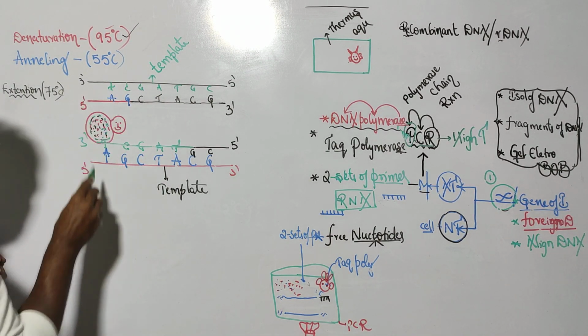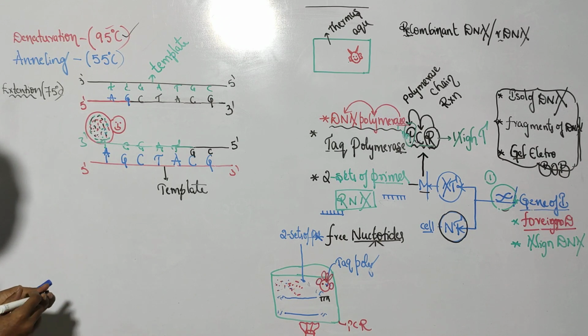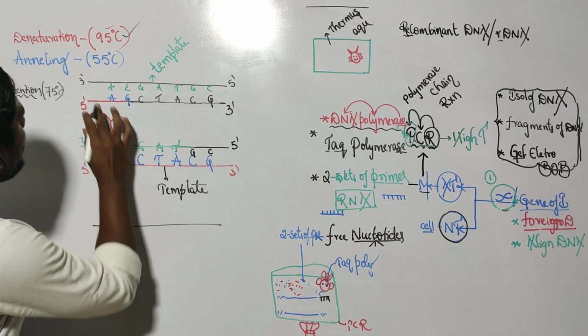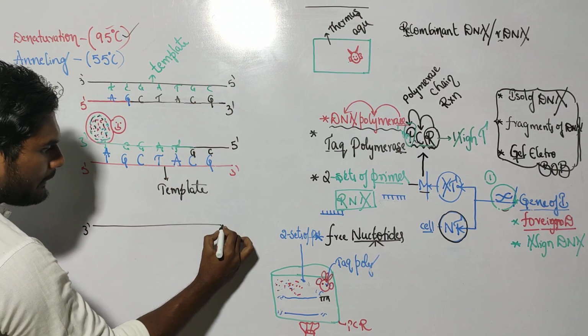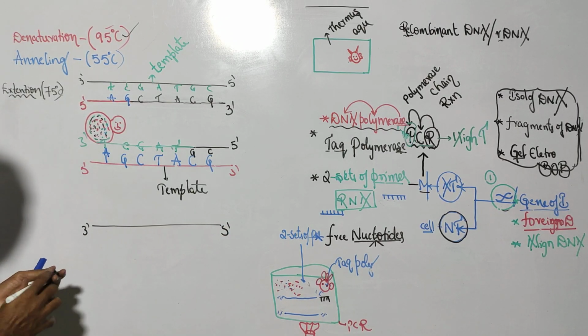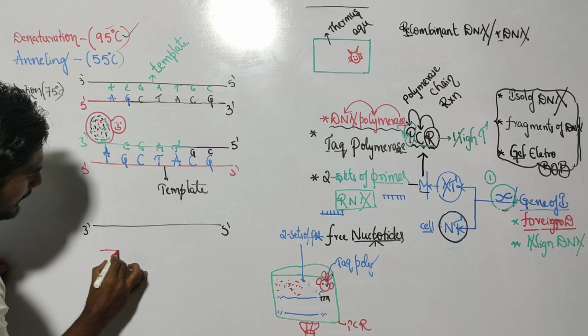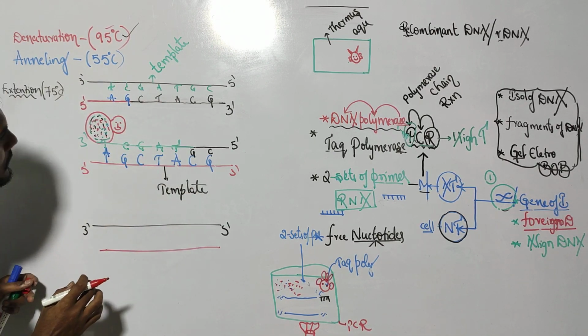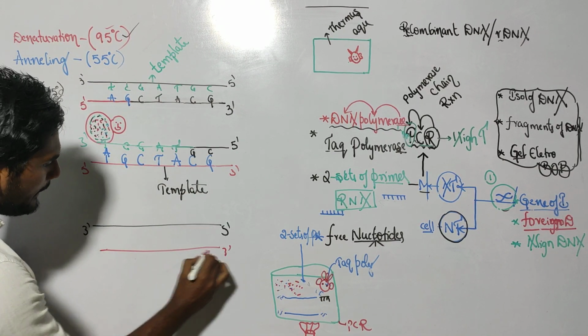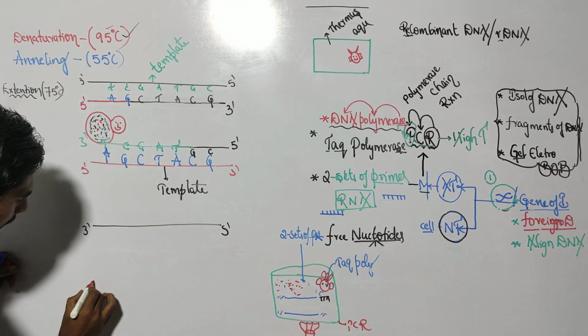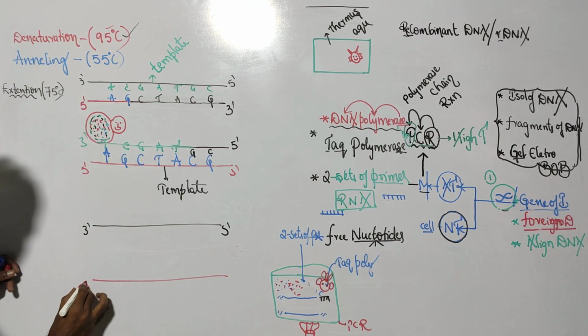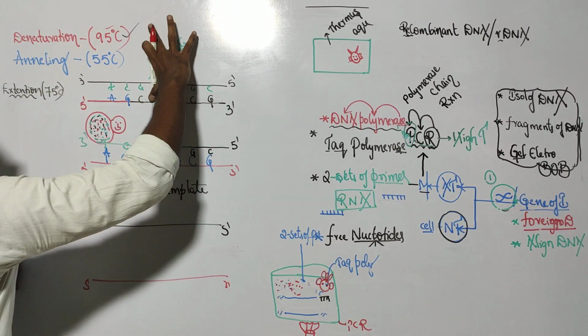Let me represent it here. Denaturation. Black: 3 prime, 5 prime. Next, I added the red color. This one is also in black only. Separated. Whenever it is separated, these 5 prime and 3 prime DNA strands are separated.